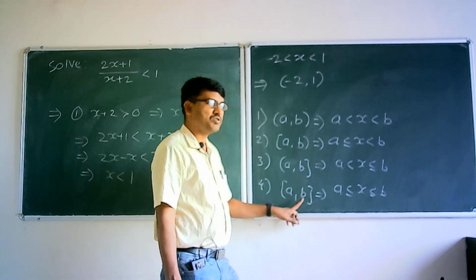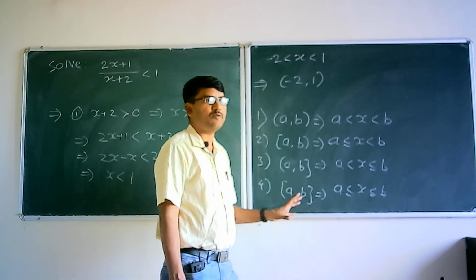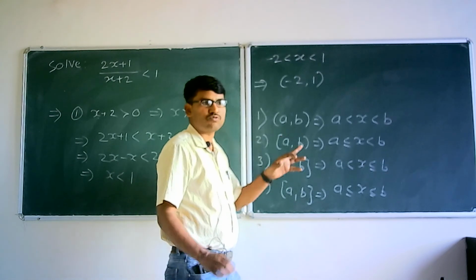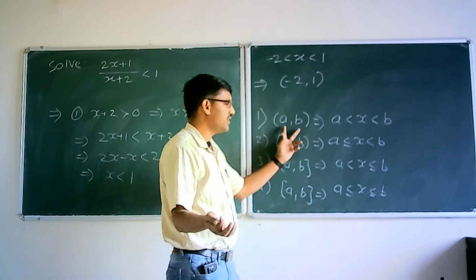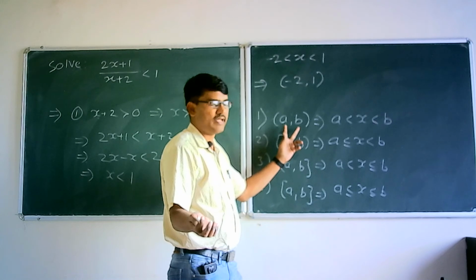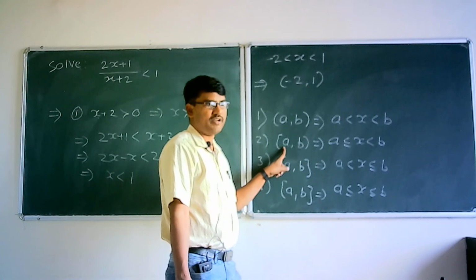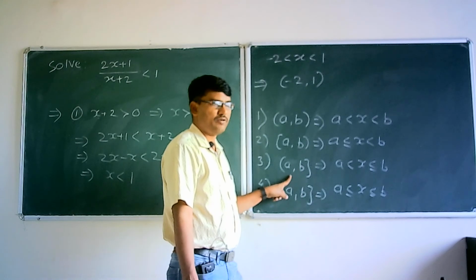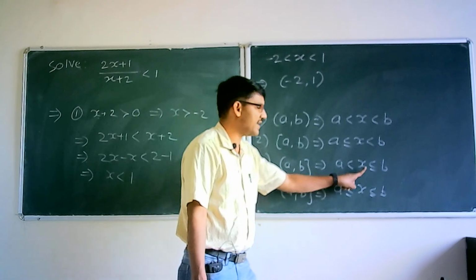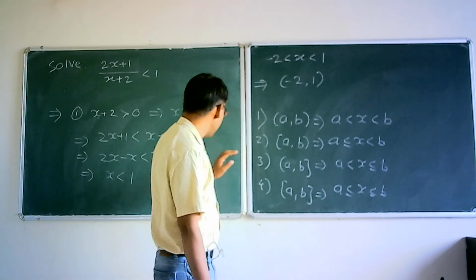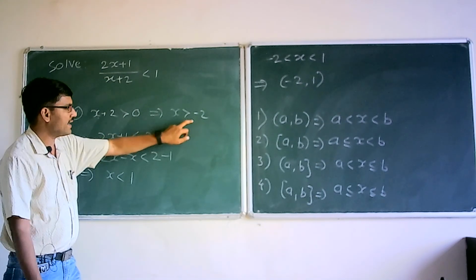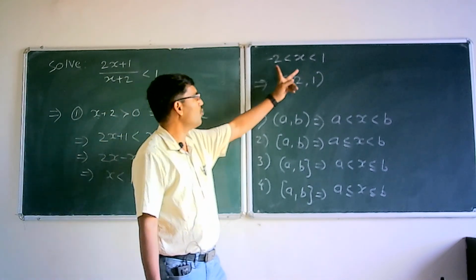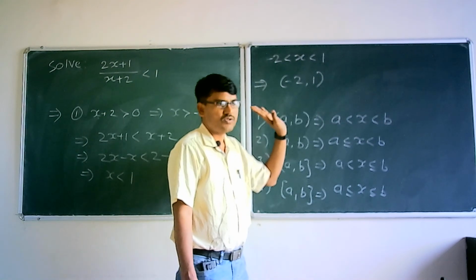When we take a closed interval, the end points are included in the interval. When we take an open interval, the end points are excluded. Here in (a, b) we have not included either end point. Here we included one end point, a but not b. Here we included b but not a, so it is a less than x less than or equal to b. So hope you understand. What is given here? x greater than minus 2 and less than 1. So this is an open interval, minus 2 to 1. So hope you understand.